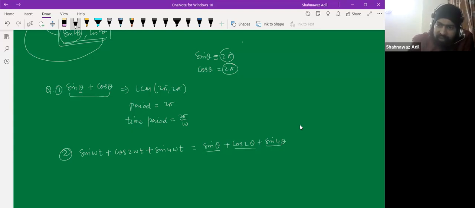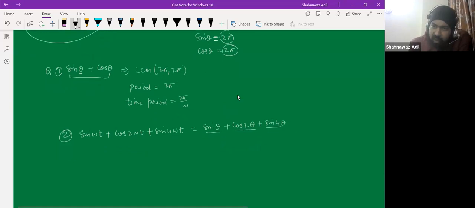Yeah. So you see that we have three functions. And what is the time period of this function? Not the time period, only the period. What is the period of this function? Yes, 2 pi. And what is the period of this function? That we have already seen, right? What is the period of this function?